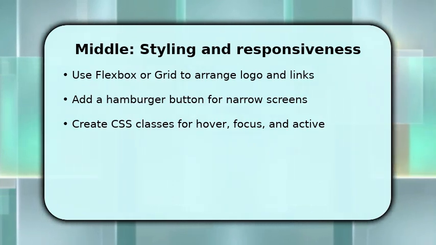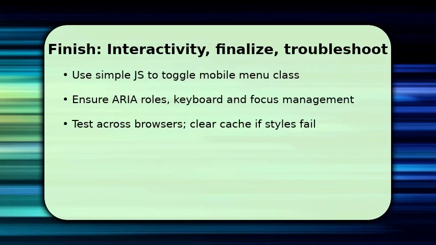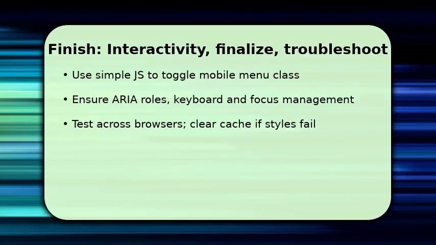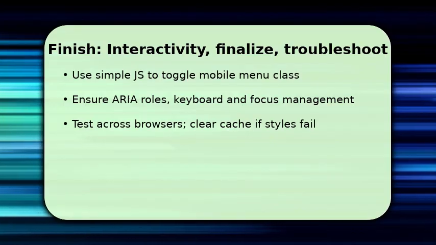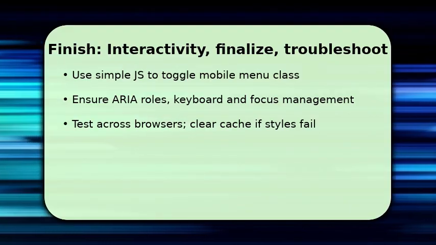To finish, add a small script that toggles a mobile menu class when the hamburger is clicked and close the menu on outside clicks or escape. Make sure you set aria-expanded and aria-controls so assistive tech reads state correctly. Manage focus to move into the menu when opened. Once implemented, test links and transitions, then minify CSS/JS for production.